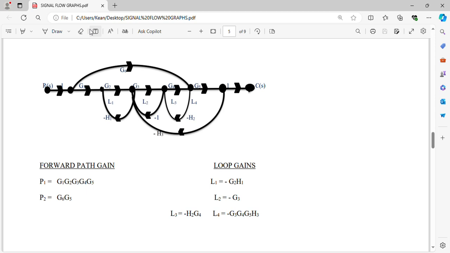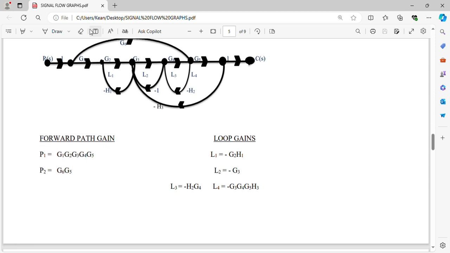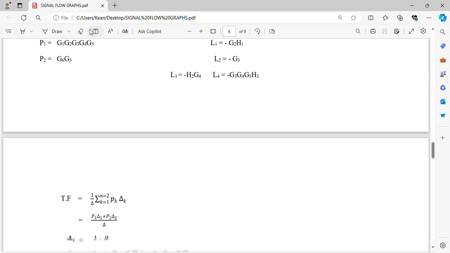Then you have the forward path gain. This one has 2 forward path gains. The first one is you follow the straight line from R(s), that is the input, to the output, which is C(s), which in terms of transfer function is G1, G2, G3, G4, G5. Then there is also a second path where we follow the route of G6 and G5. So those are the 2 paths. Using that, we now use the Mason gain formula.